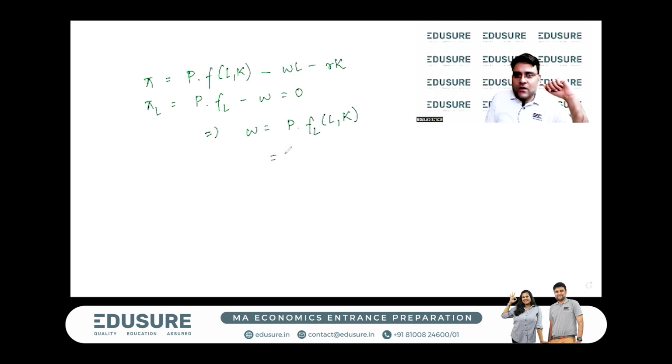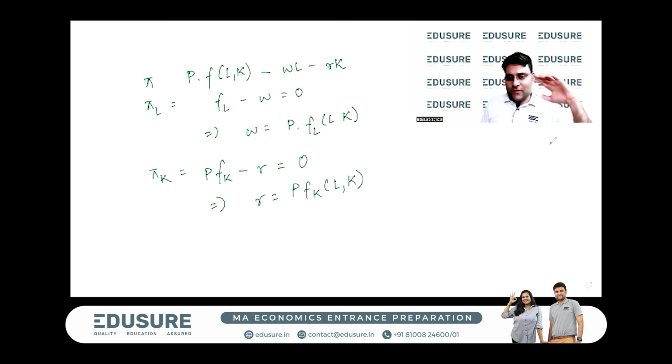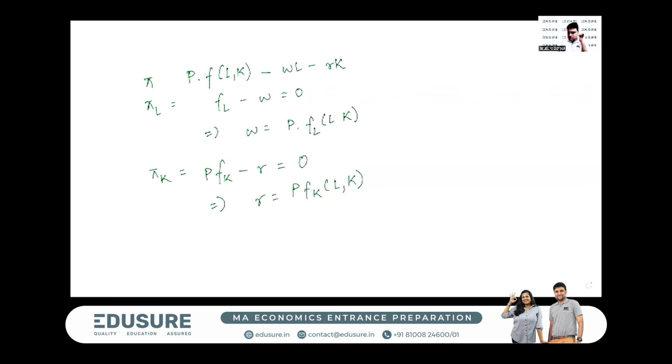Can I say therefore that the condition is W is a function of P, and this L, K will obviously come out to be something in W and R. This is what you'll get. Similarly, this is what you'll get at the optimal. So this is what we get for W and R. And we know that this is like this.